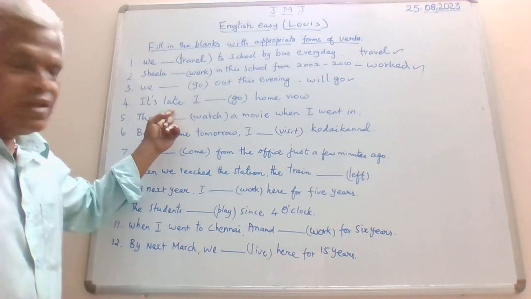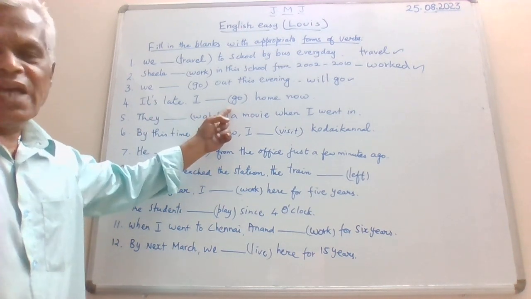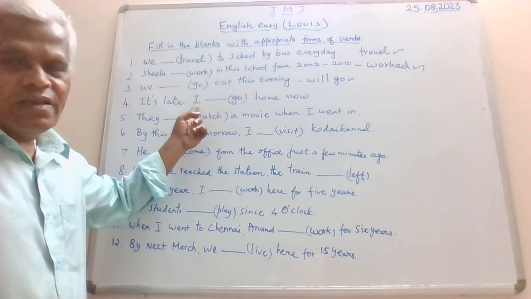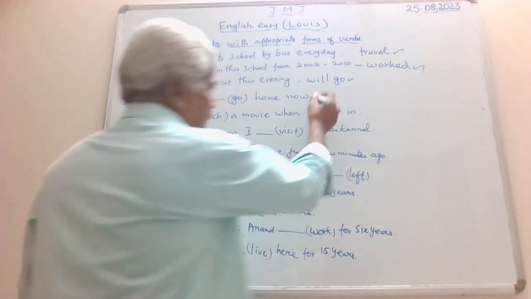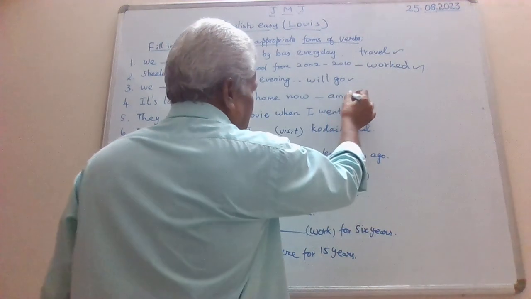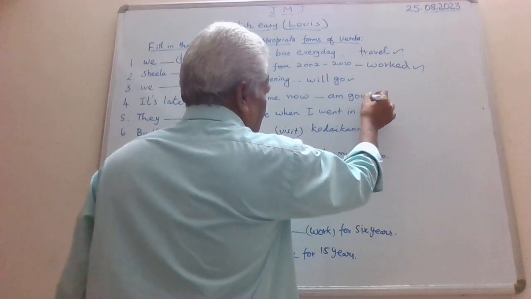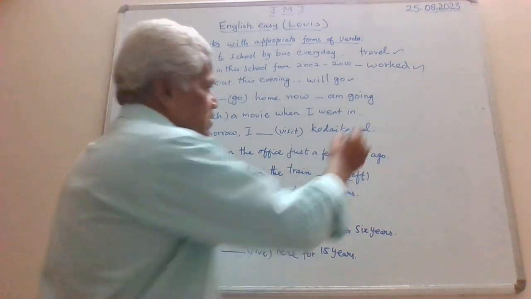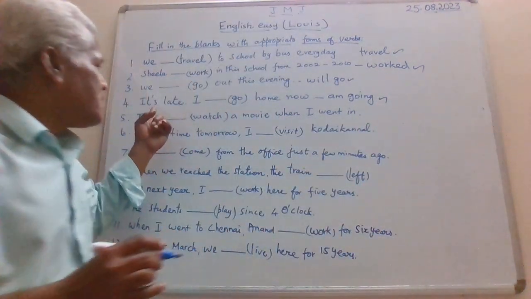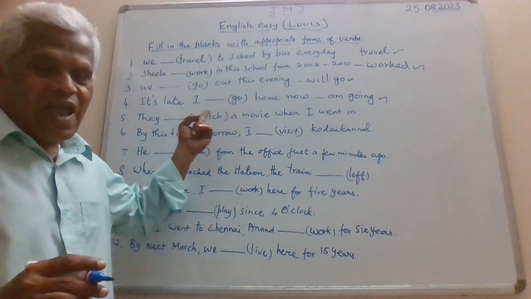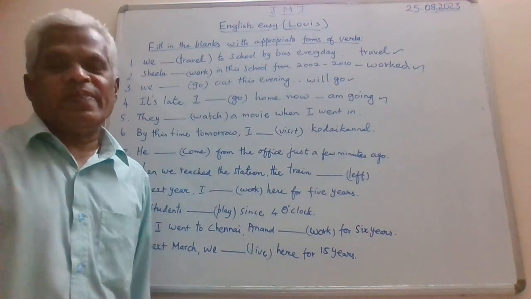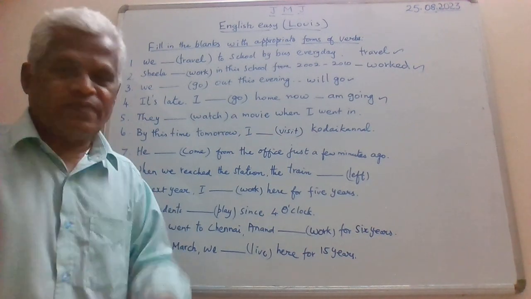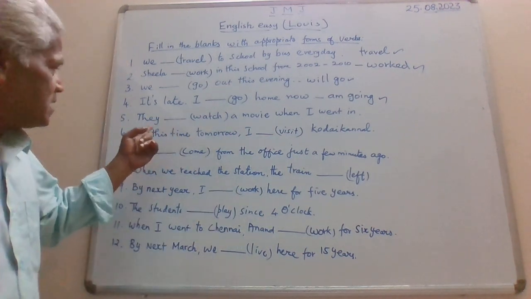Okay. So what will you use here? It's late. What is the present continuous form of the verb go here? Since your subject is I, what is the answer here? Am going. So how will you read the sentence now? It is late. I am going home now. Present continuous tense. Go to the next sentence.